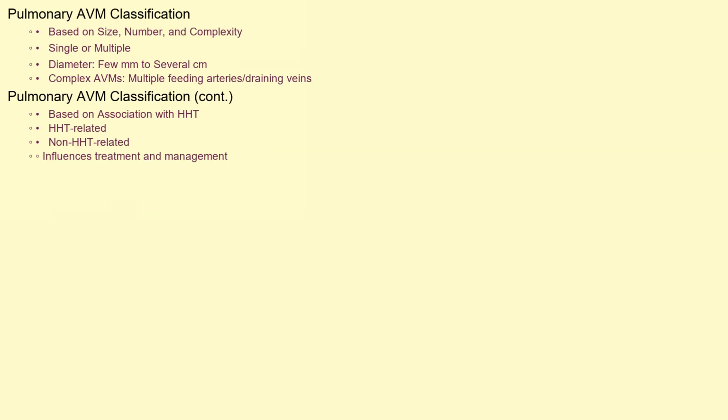Pulmonary AVMs can be classified based on their size, number, and complexity. They can be single or multiple, and their diameter can range from a few millimeters to several centimeters. Complex AVMs may involve multiple feeding arteries and draining veins, making them more challenging to treat. Another way to classify AVMs is based on their association with HHT. They can be categorized as HHT-related or non-HHT-related, as this distinction can influence treatment and management strategies.